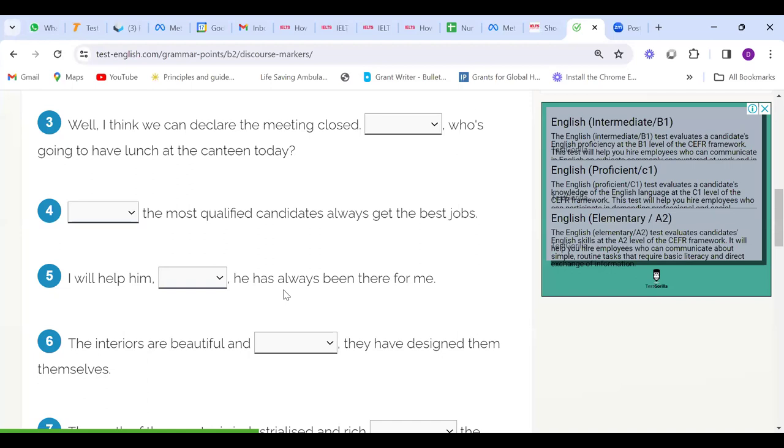Question four: Dash, the most qualified candidates always get the best jobs. What do you think we should put in the blank space? Is it basically? Is it in fact? Is it obviously?